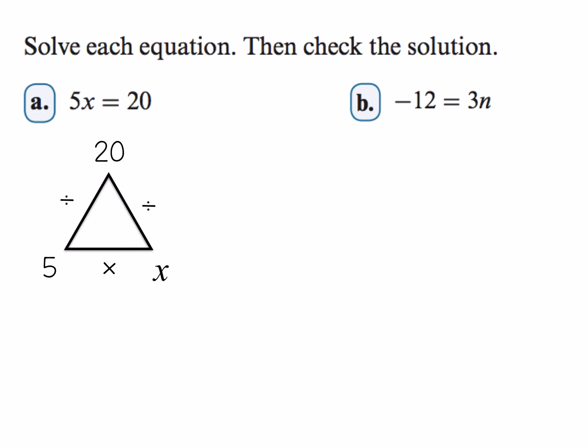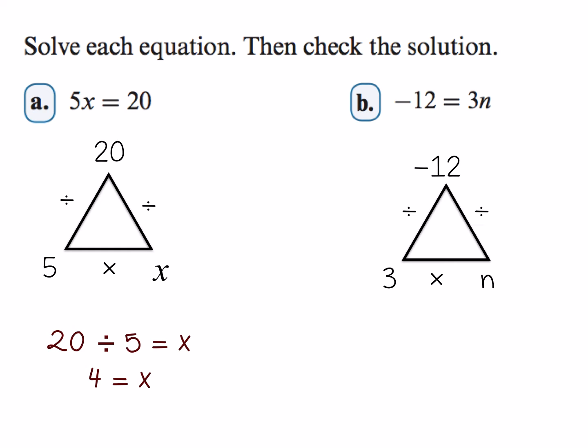Okay, let's do a couple more. Here in this equation, 5 times x equals 20. I've set up my fact triangle. To get x by itself, we're going to use the division equation. We'll use 20 divided by 5 equals x, or 4 equals x. Example B, to solve for n, we're going to divide. Negative 12 divided by 3 equals n, so negative 4 equals n.